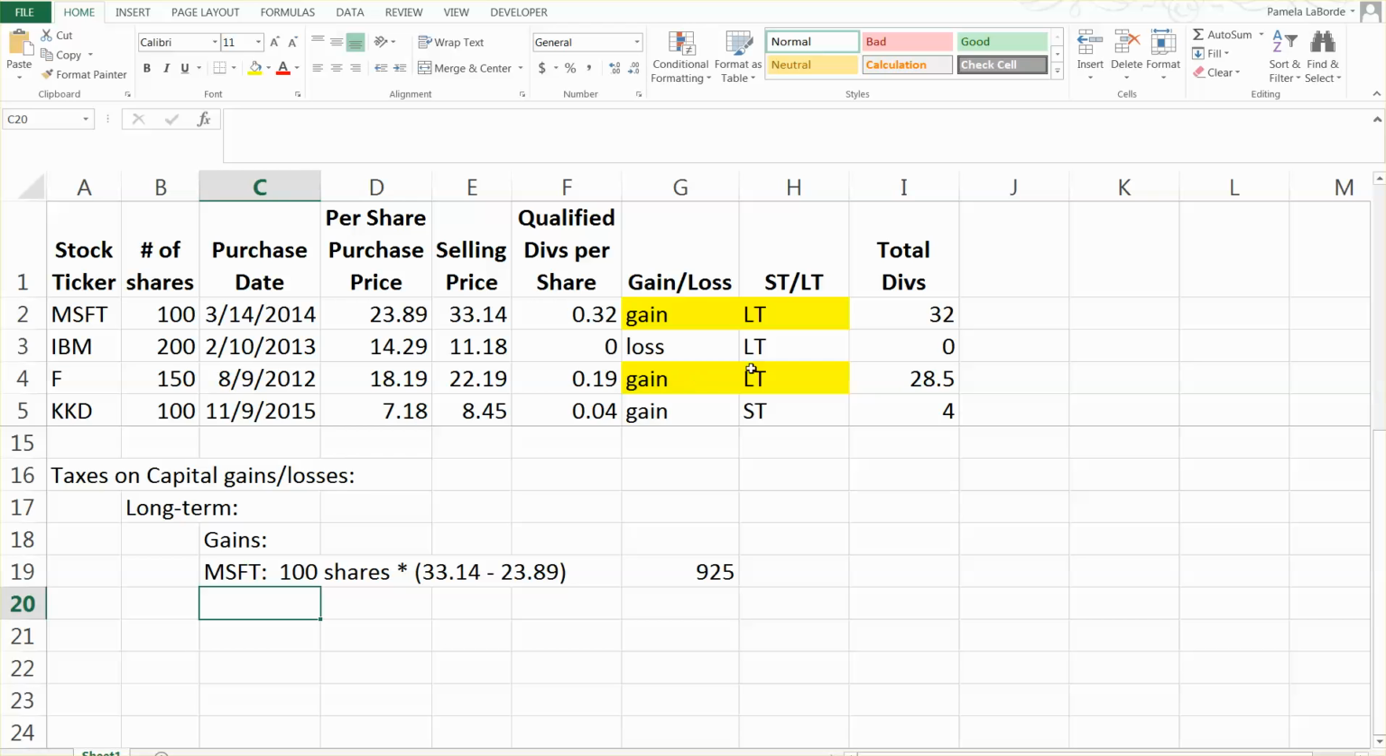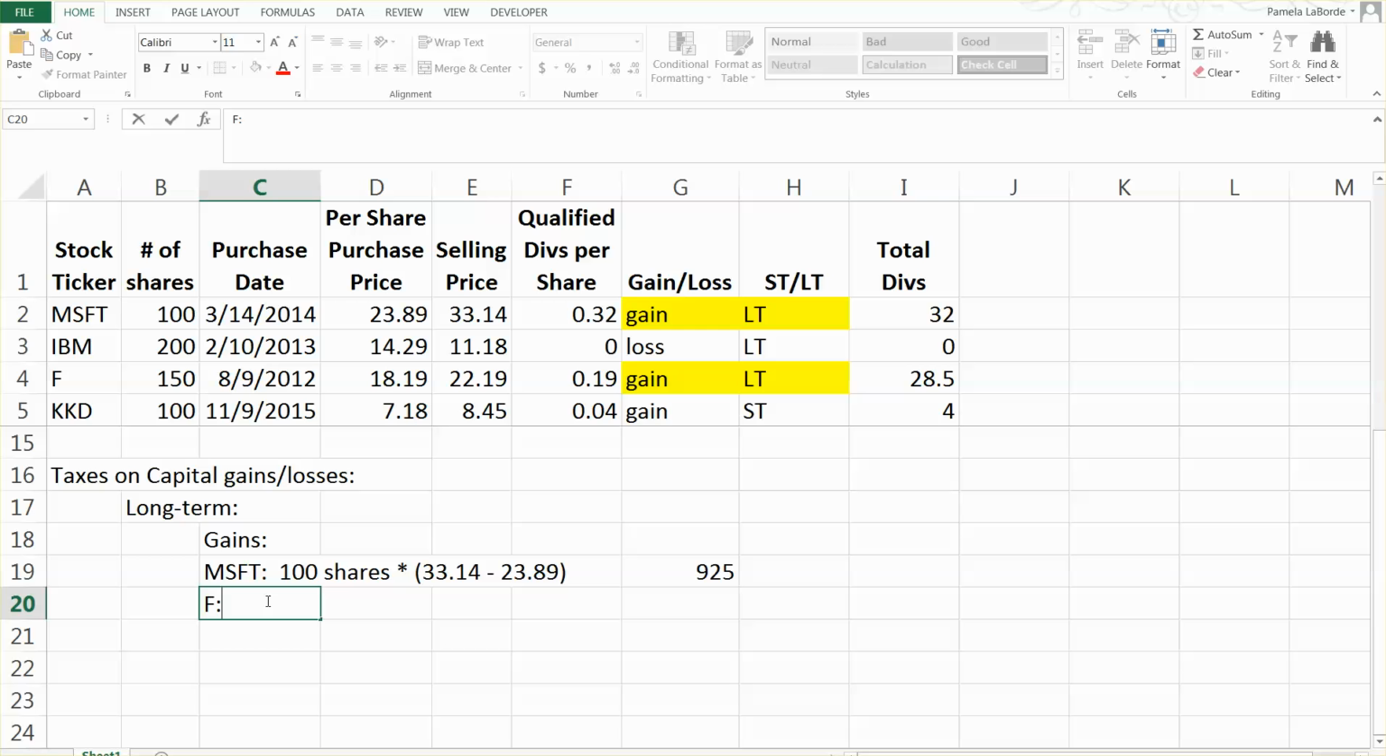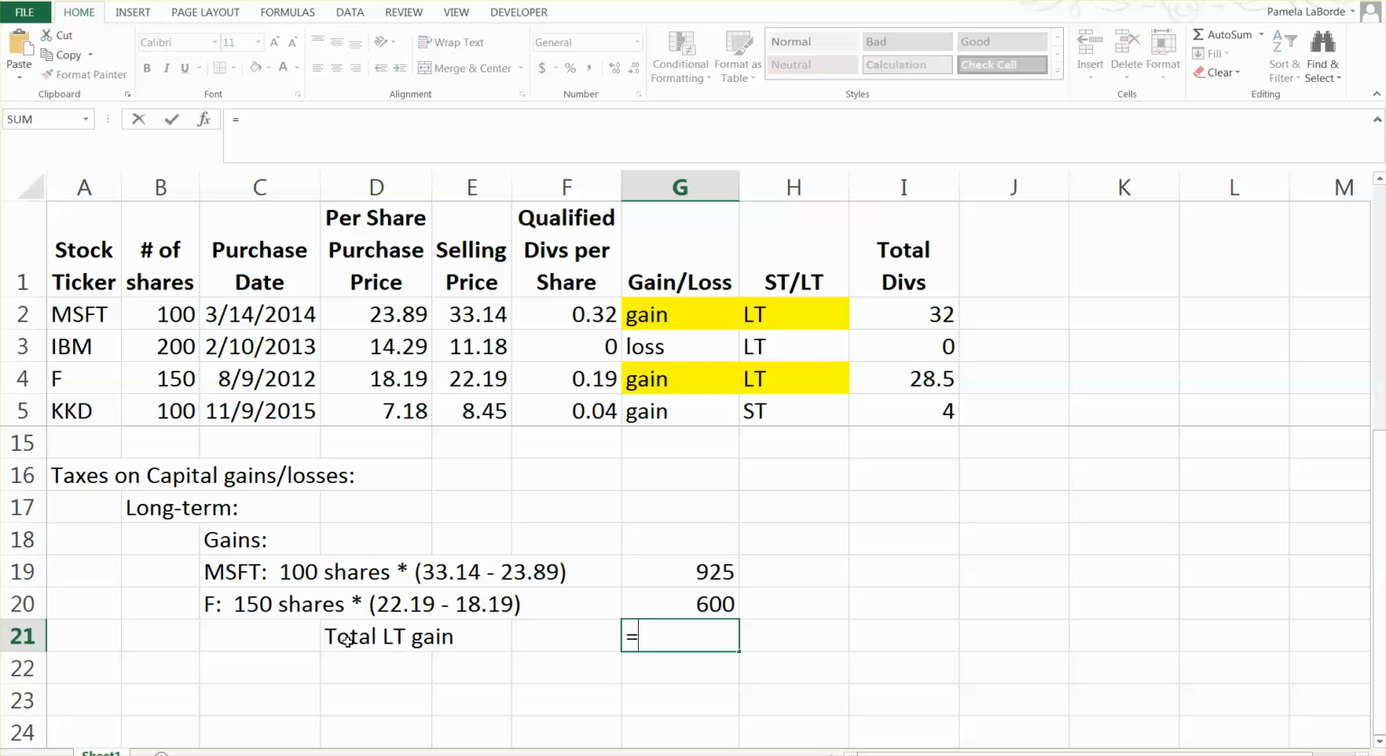Then I also had a gain, long-term gain, from my ownership in Ford. So for Ford, I owned 150 shares and I need to calculate the gain. It's going to be the 22.19 minus the 18.19. And again, I'll just do the math here. So 150 times 22.19 minus 18.19. So $600 is my long-term gain on my ownership in Ford. I'm going to come down here and calculate my total long-term gain. And it's just going to be the 925 plus the 600.